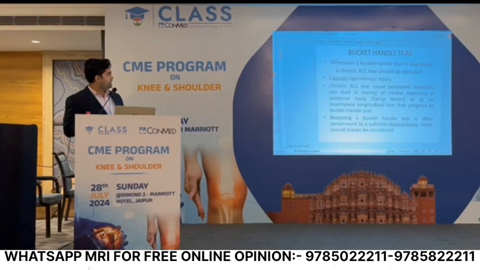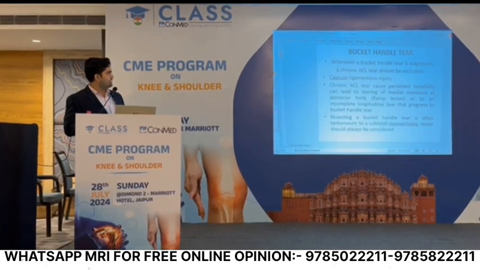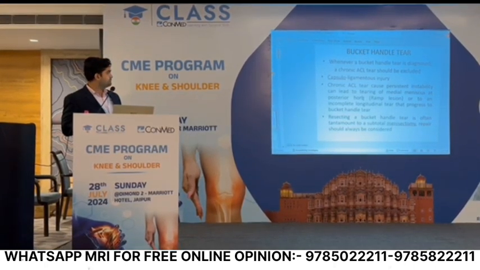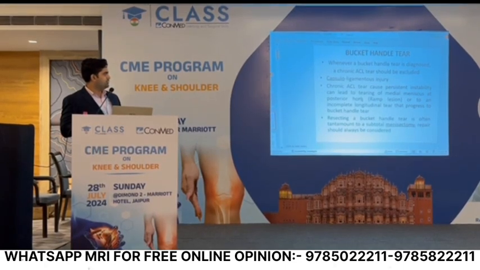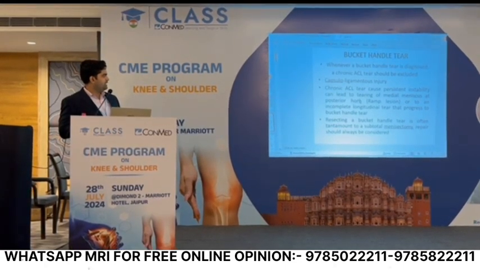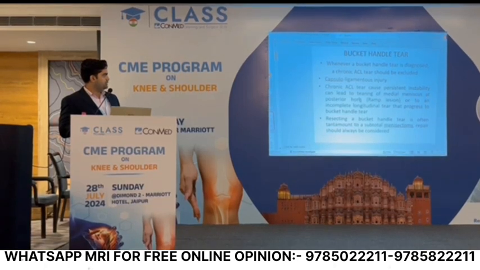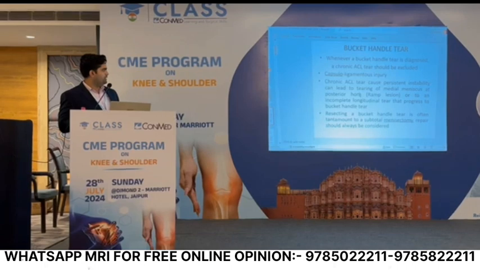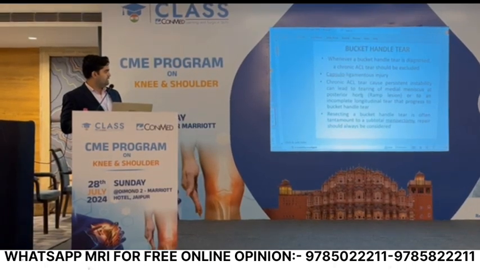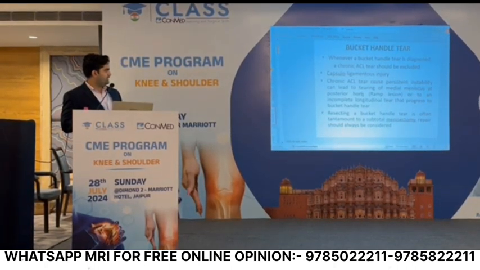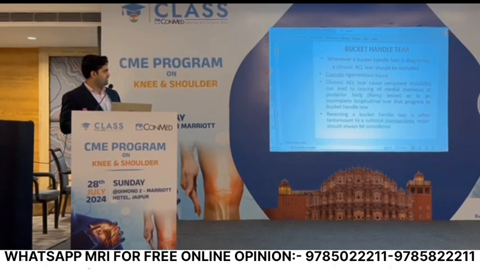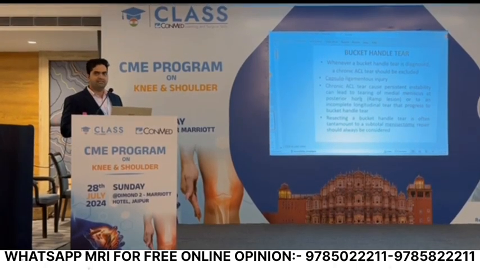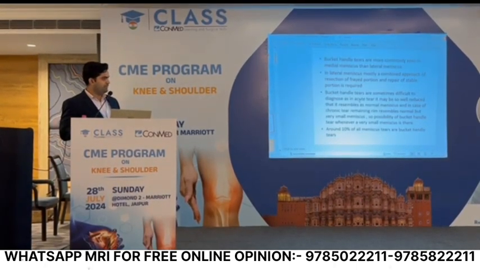Whenever a bucket handle tear is diagnosed, a chronic ACL tear should be excluded first. It may be a capsuloligamentous injury. Chronic ACL tear causes persistent instability and can lead to tearing of the medial meniscus at the posterior horn. It may be a ramp lesion or an incomplete longitudinal tear that progresses to a bucket handle tear. Resecting a bucket handle tear is often tantamount to a subtotal meniscectomy. Repair should always be considered as it is a big part of the meniscus.